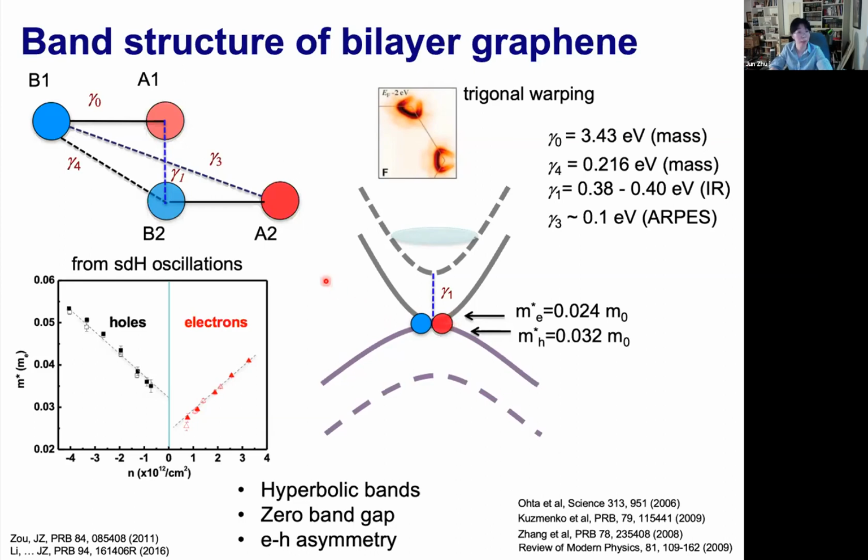There is another hopping parameter, gamma 3, that is between B1 and A2. Now these are the two unstacked atoms. So this term leads to what's known as trigonal warping. If you look at the Fermi surface, it's not perfectly round. It looks like a triangle, right? And this energy scale is about 0.1 eV in bilayer graphene. Because there is still a symmetry between B1 and A2, an inversion symmetry between these two sites, that's where the low energy bands come from. Bilayer graphene intrinsically does not have a band gap.